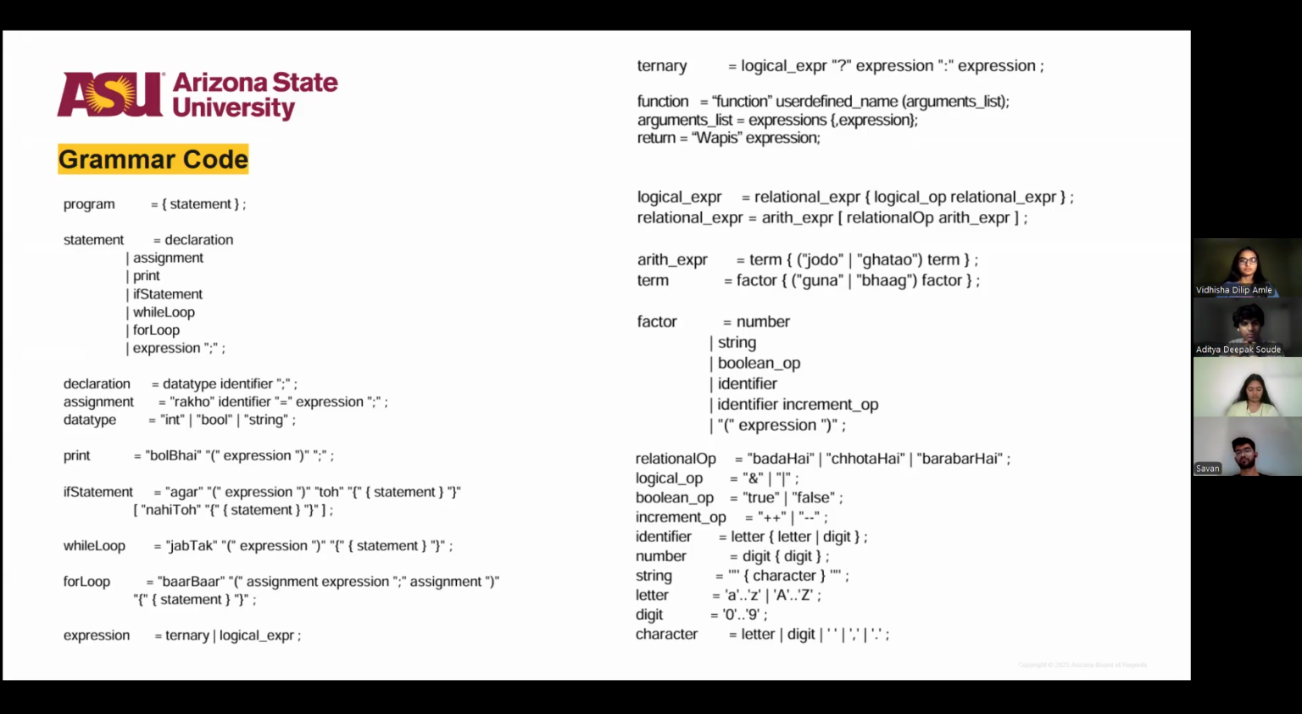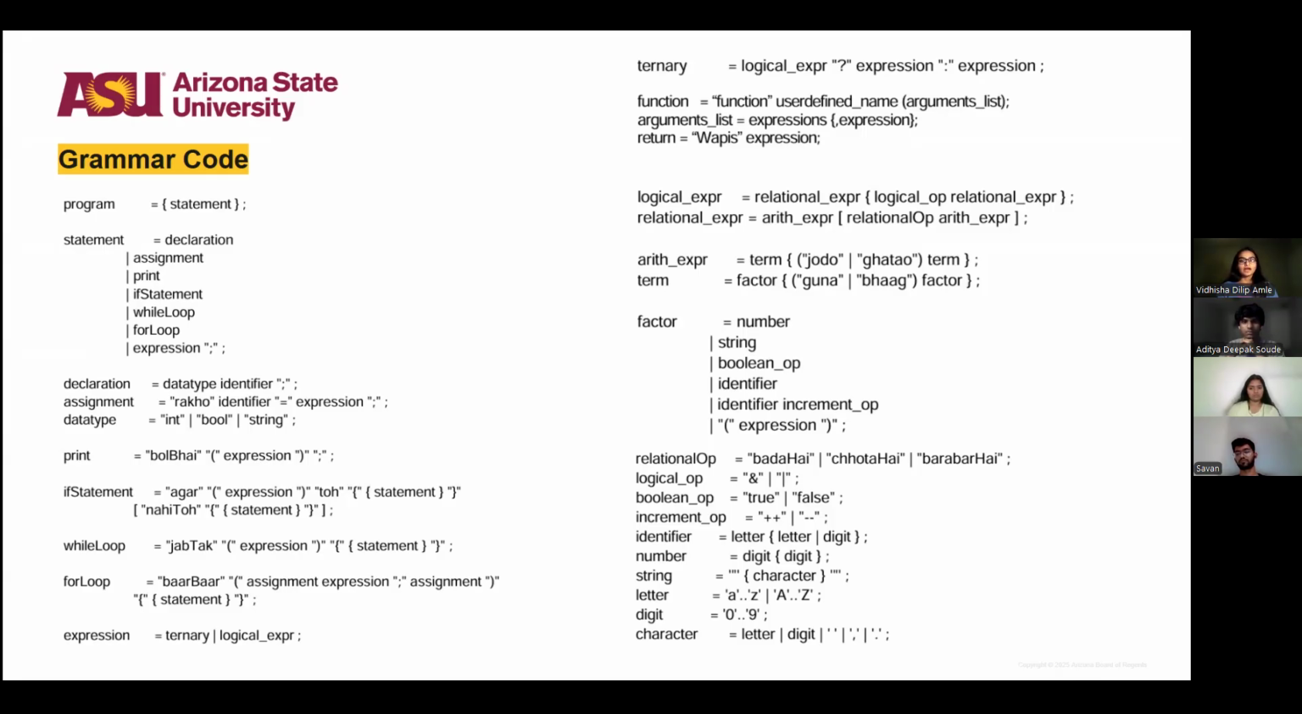And we have also given conditional statements, that is the traditional if-then statement, that is agar and to. And we have a ternary operator as well. For loops, we have the while loop, that is jab tak, and we have also given a for loop, that is bar bar, and then the condition.